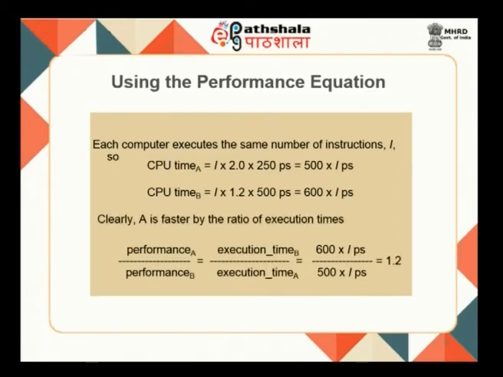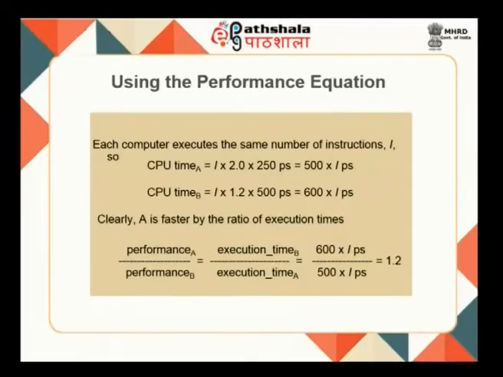So, you can clearly see, because the execution time of A is less than the execution time of B, A is definitely faster by the ratio of the execution times. If you look at performance A by performance B, it is going to be 600 by 500, which is going to be 1.2. Similarly, if you are writing it in terms of execution times, it is execution time B divided by execution time A.